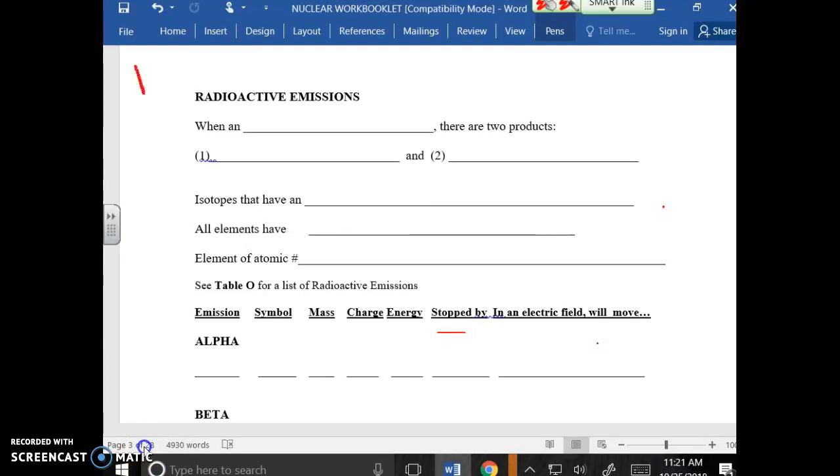Oh, welcome. This is our second lecture, lecture number 2 on radioactive emissions. Let me just jump into this. When an unstable nucleus decays, remember last time we gave the recipe for an unstable nucleus. Simplified, it's a nucleus that does not have the correct ratio of protons to neutrons, or neutrons to protons, as we put it last time.